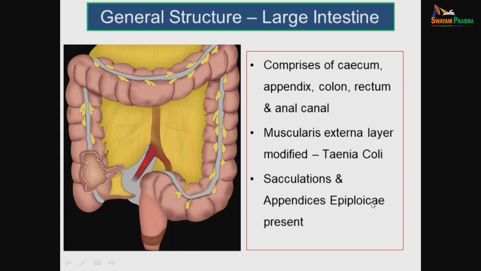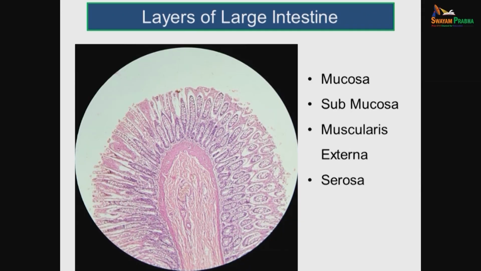Appendix, again, because they are all extra projections: appendix, addendums, additions. Okay, epiploicae. They are filled with fat, that's why they are yellowish in color. So, the tinea coli, appendices epiploicae and the sacculations are hallmark features of the large intestine in gross view, in a gross naked eye examination. In a microanatomical view, that is under a microscope, we see the large intestine like this.